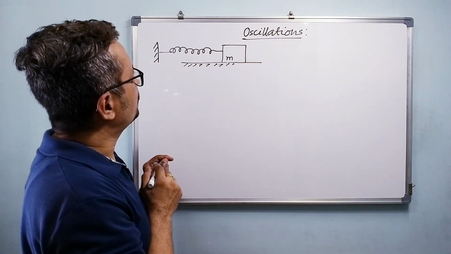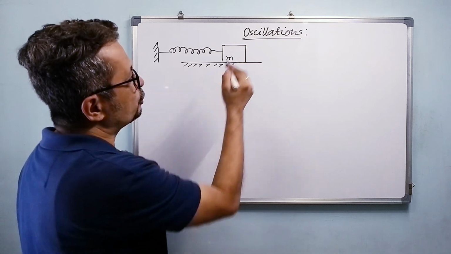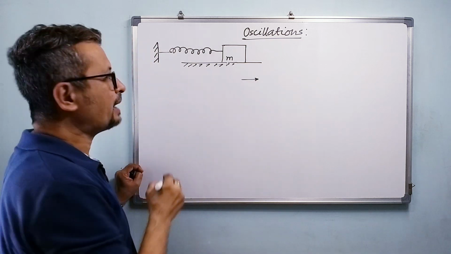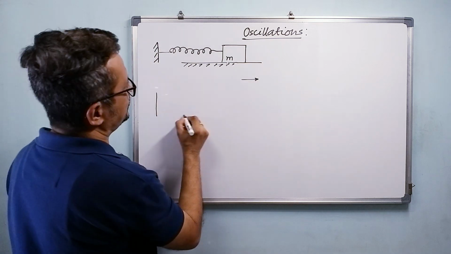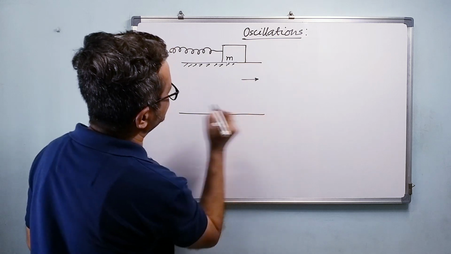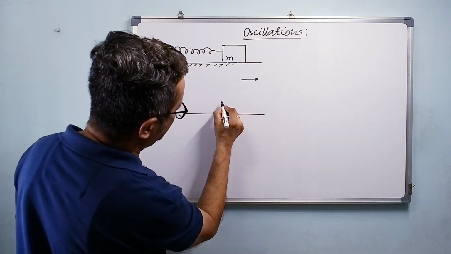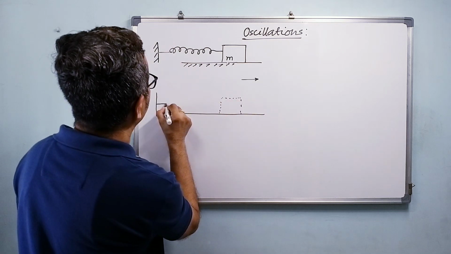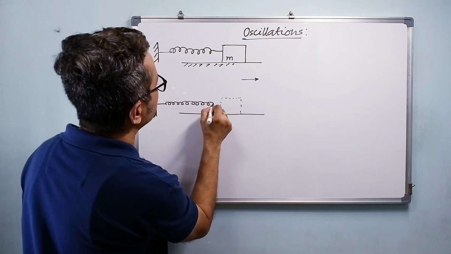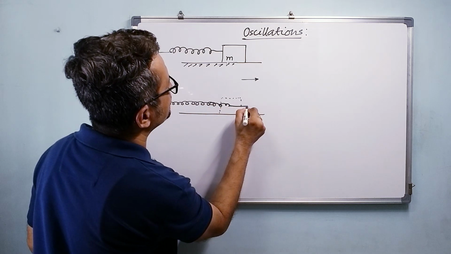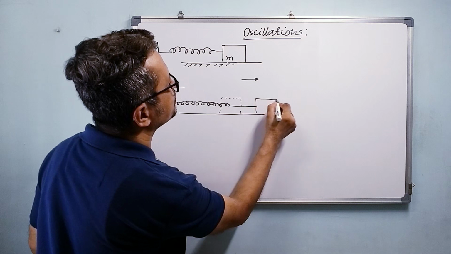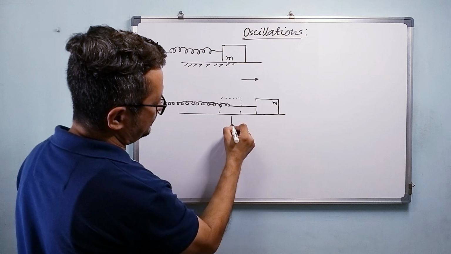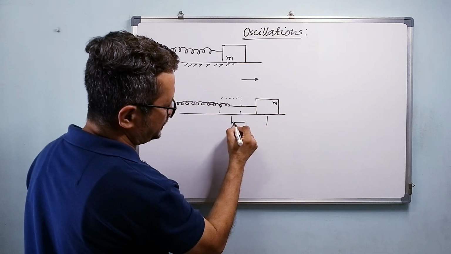Now what I'm going to do here is pull this mass towards the right. Okay, now what happens? My second position, again, this is the surface. Now this mass was here, and now here. Just look at the spring here. Now the mass has moved some distance, correct? Mass m here, and this displacement, let us call it x.